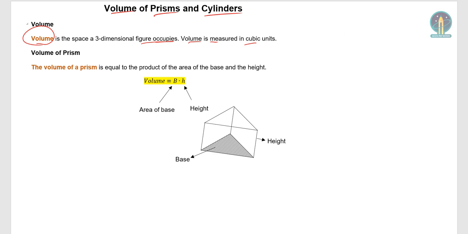So you have lines, a measure of distance. Area, or 2D shapes, a measure of area. And then volume is a measure of space.